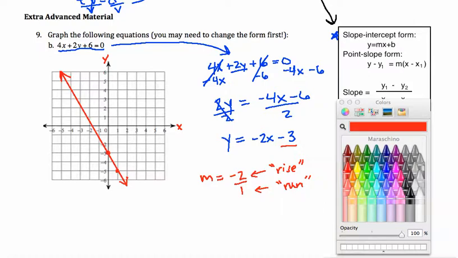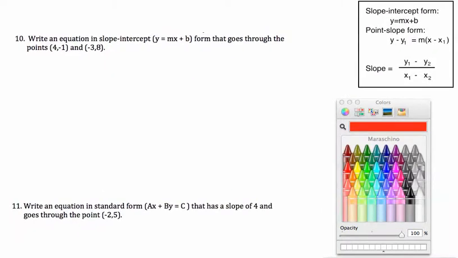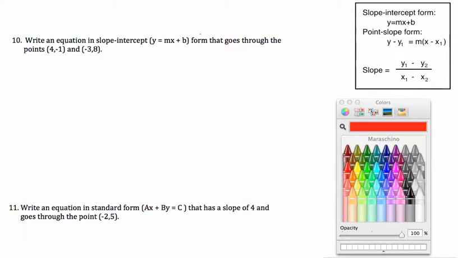Alright, so now I want to look at writing equations. Our first example is going to be writing an equation given 2 points. So in order to do this, we need to find what the slope is. That's the first step. So we're going to use this equation over here on the right hand side. Slope is the difference of the y's over the difference of the x's.